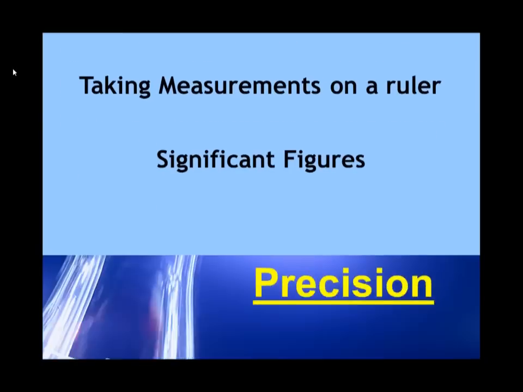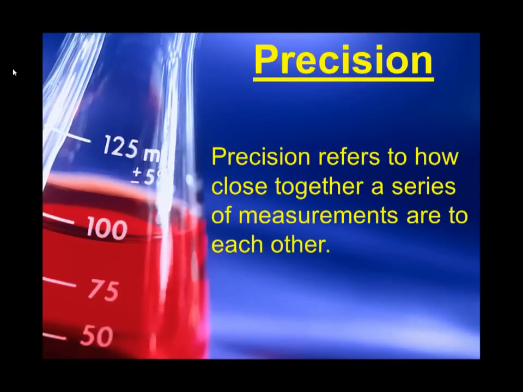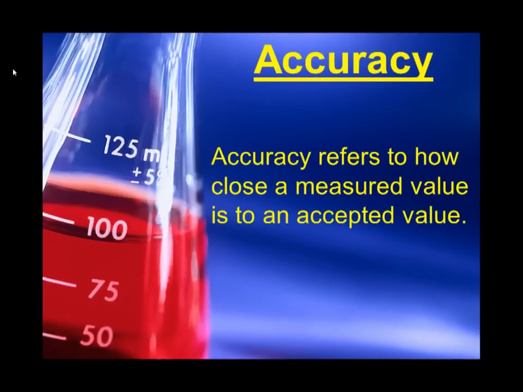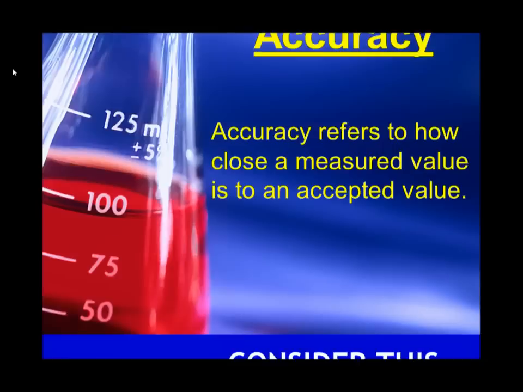Okay, let's get started. Definition of precision. Precision refers to how close together a series of measurements are to each other. So that means that if you have several measurements and they are all very similar to each other, then that set of measurements is precise. Accuracy refers to how close a measured value is to an accepted value. That means that when the measurement agrees with the correct answer or the accepted value, then that particular measurement is accurate.